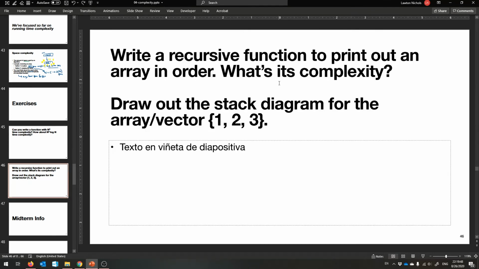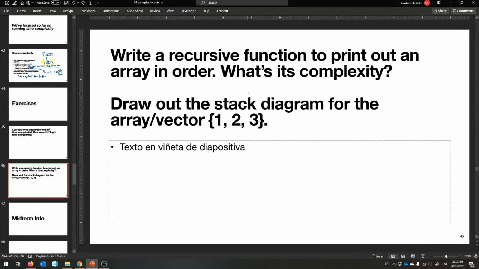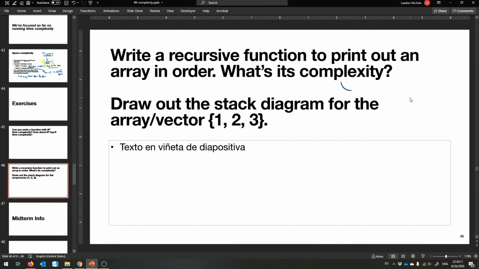Same over here. Let's see here. Write a recursive function to print out an array in order. So that's very similar to our sum function. Get that working. You can copy what I've done in today's code, that sum array function, and figure out the complexity, both space and time.